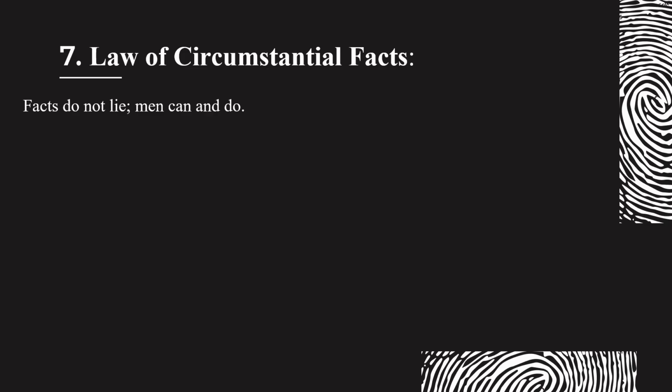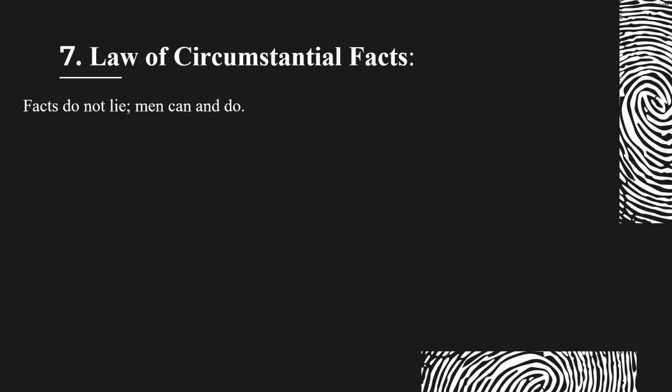Let me give you an example. Imagine a man says, I was never near that house. But the evidence says otherwise. His fingerprints are on the doorknob, the footprint matching his shoe size is near the window, the CCTV footage shows him passing by. Now, who do you believe? His words or the silent facts that are left behind? That's what circumstantial evidence is all about.